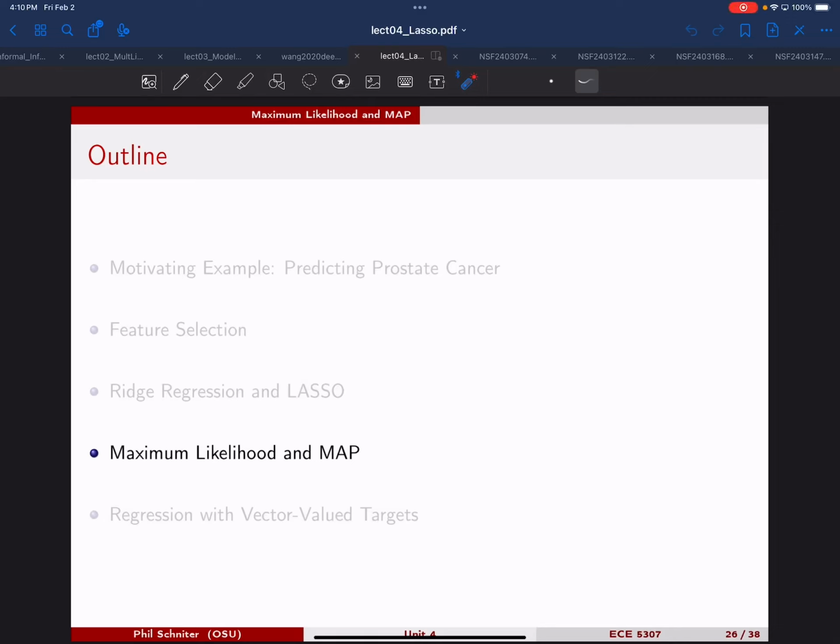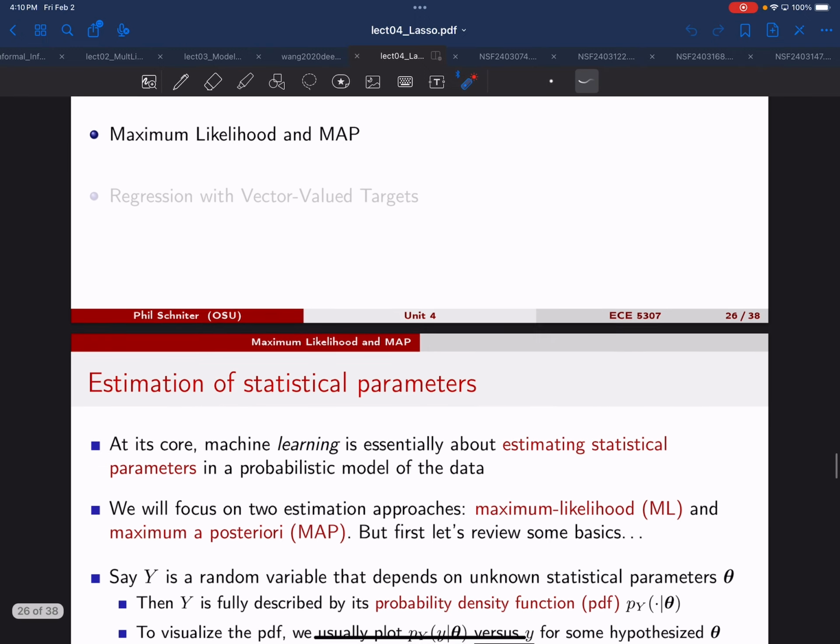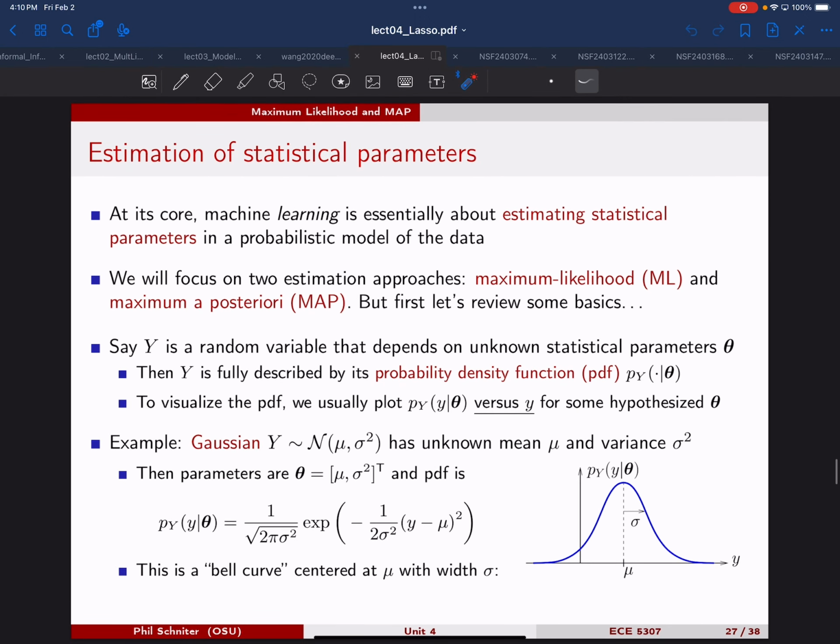So today we're going to have a really important lecture on what's called the maximum likelihood principle, which is going to be sort of how we think about machine learning, at least the training part, for the rest of the semester. It's going to be the way we unify everything. As a preview, we're going to learn to understand machine learning as being about estimating some statistical parameters in some probabilistic model of our data.